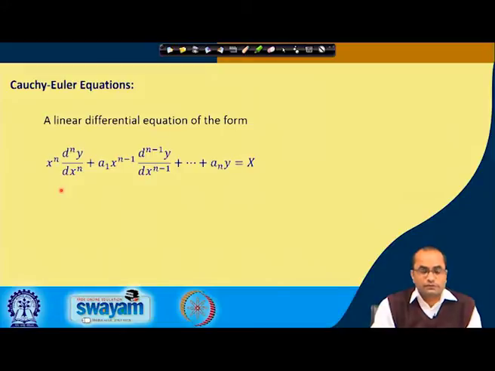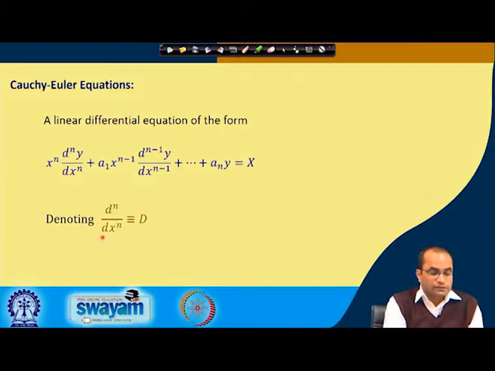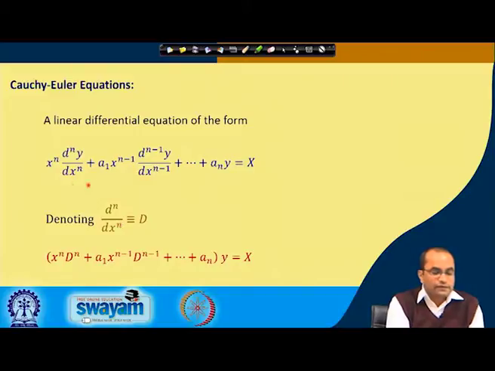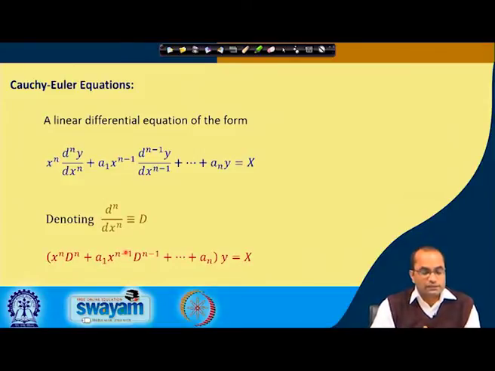Denoting the nth derivative as this operator D, which we usually do, we can write down this equation in this form: x power n D n, plus a1 x power n minus 1 and this operator D n minus 1 operated on y is equal to X.